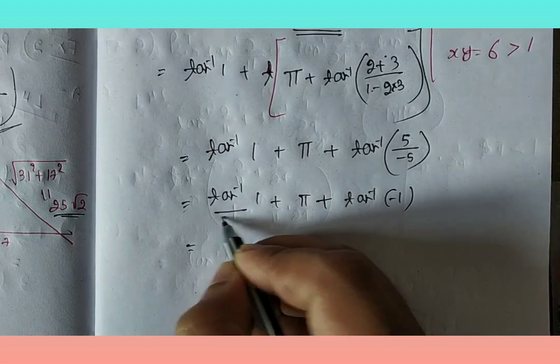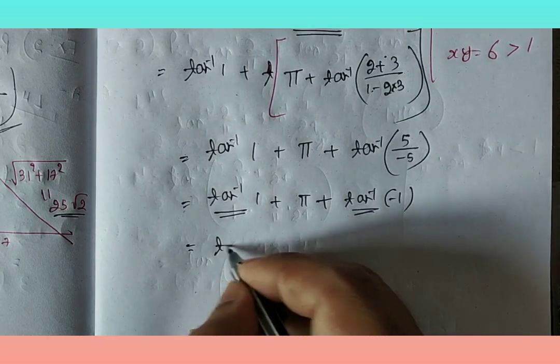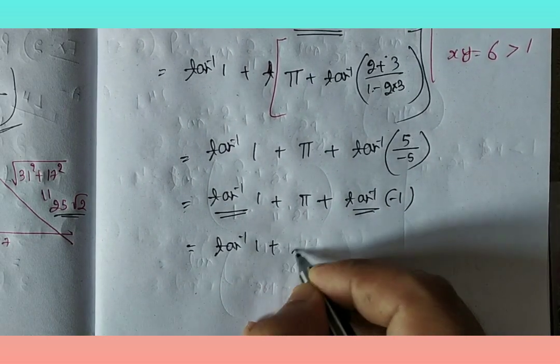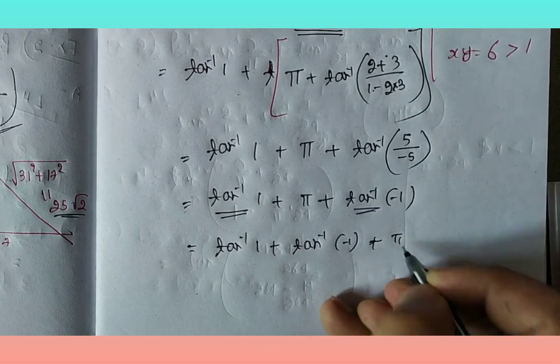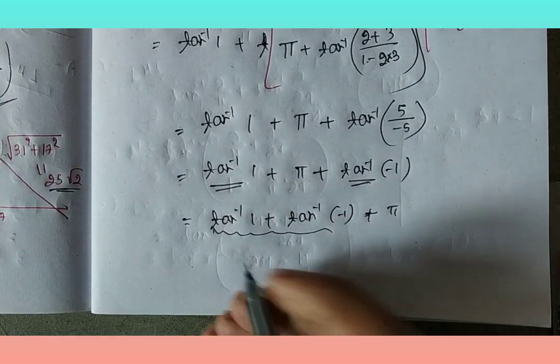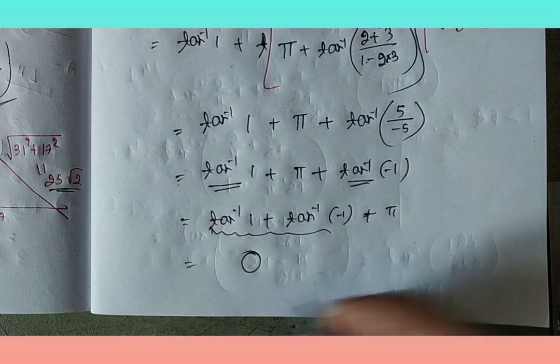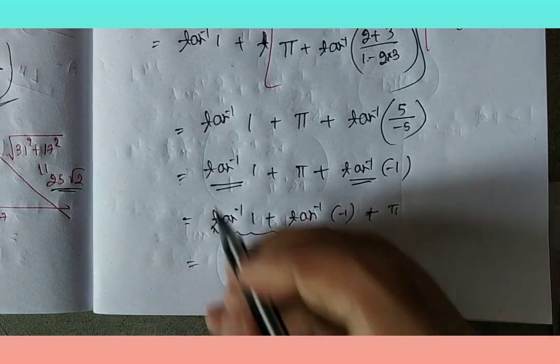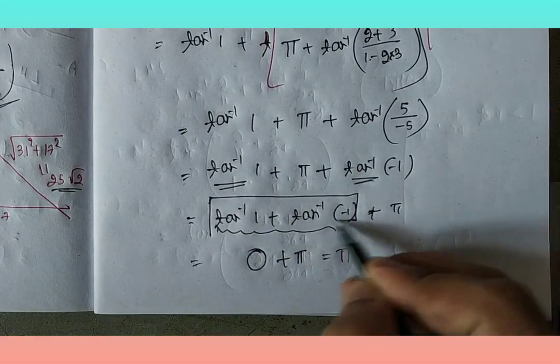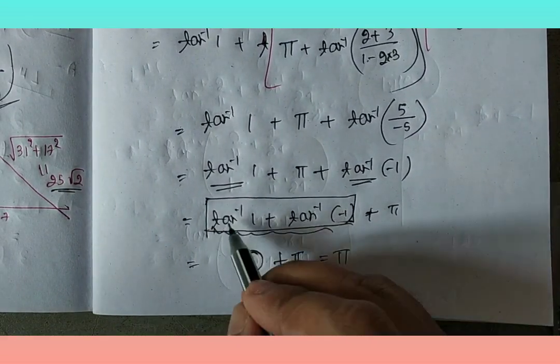Now taking these two terms, again put the formula of tan inverse x plus tan inverse y. If you apply tan inverse x plus tan inverse y, you will get 0, and the rest term is pi. Answer is pi. We have to apply the tan inverse x plus tan inverse y formula using these two terms.